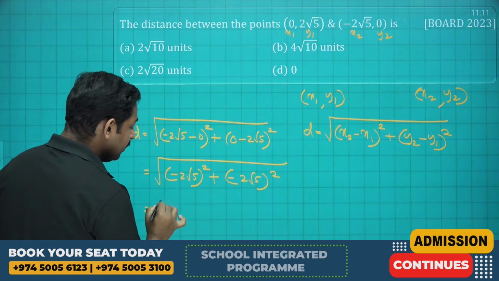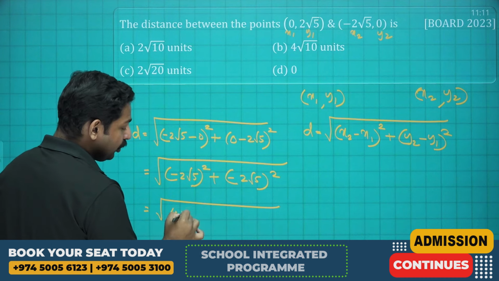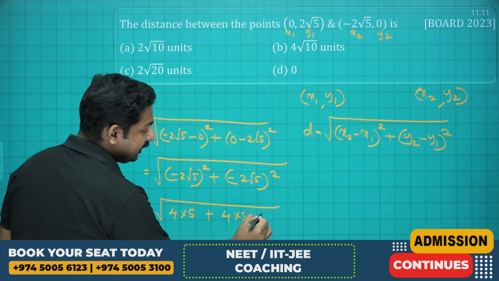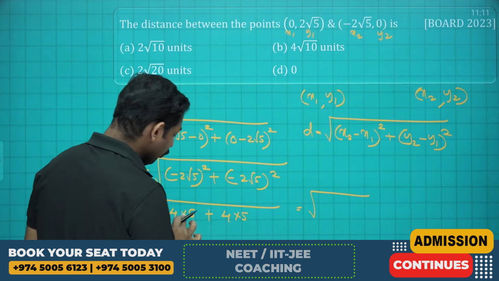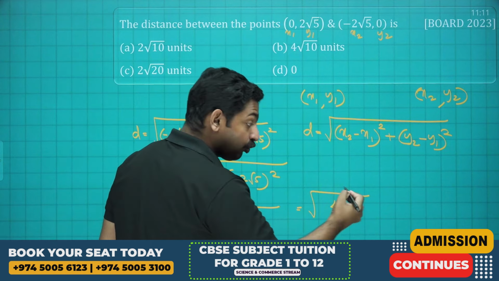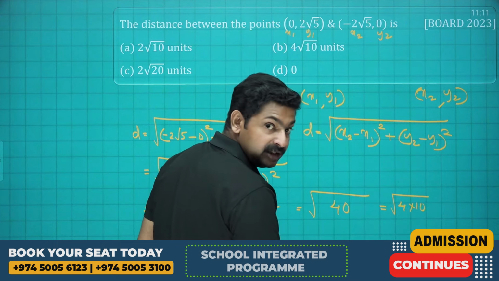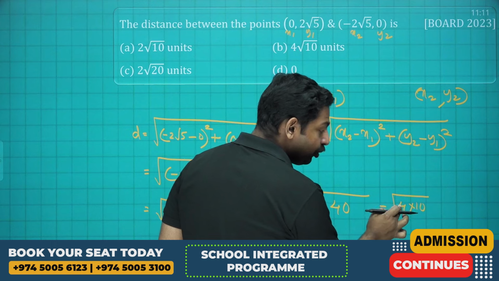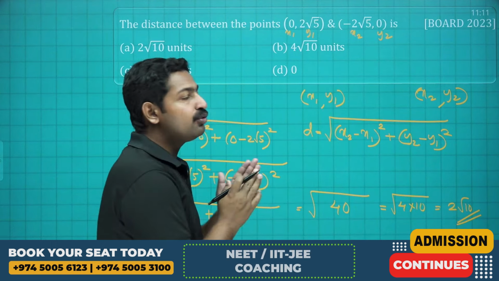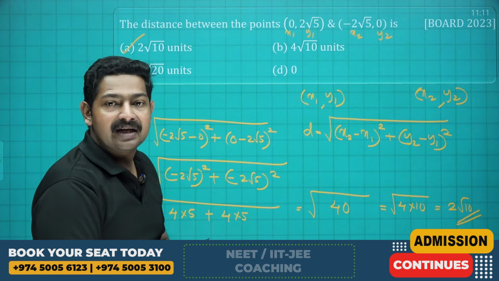On the next step, minus 2 squared is 4, so 4 into root 5 squared, which is 5, plus here also again 4 into 5. 4 into 5 is 20, so 20 plus 20 gives root of 40. Root of 40 can be written as root of 4 into 10, so root of 4 you can take outside, which is 2. So 2 root 10 is the distance between the points. And which is the correct answer? Option A is the correct answer.